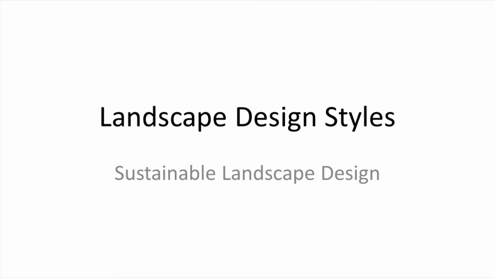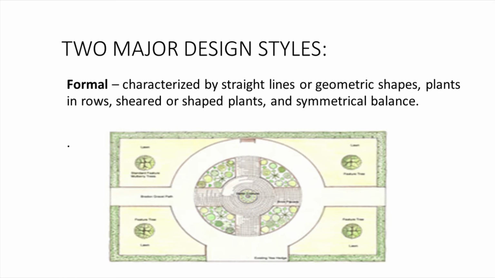There are many different approaches to the landscape design process, but the first step is probably to decide on the overall style that best suits the project. There are two major design styles. The first is formal. It's characterized by straight lines, geometric shapes, plants that are planted in rows and straight lines, sheared or shaped plants, and symmetrical balance.